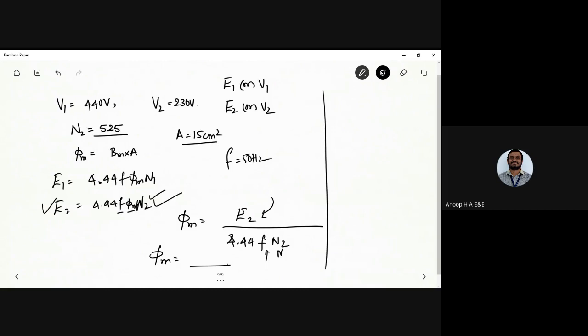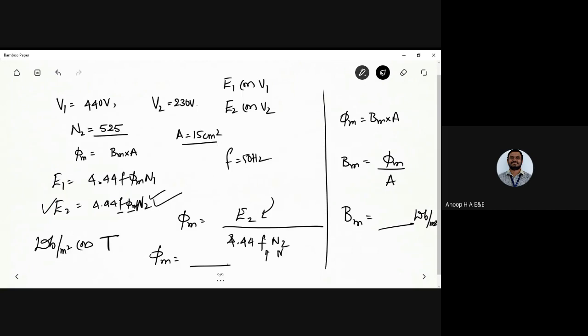Any doubts regarding phi m? After finding phi m, which is equal to Bm into A, I want to find Bm. That would be phi m divided by A. I'll be finding Bm in terms of Weber per meter squared, which is also called Tesla.